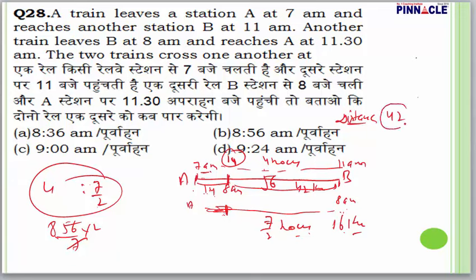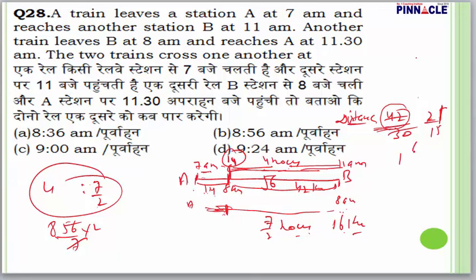So to cover 42 kilometers, we take 16 and 14, because this train has reached here. Now between this point and this point, they will travel like this. This is going from this, this is going from this, from 8 a.m. So 14 plus 16, that is 30 kilometers in 1 hour they are covering. In other words, they will take 42 by 30 hours after 8 a.m.